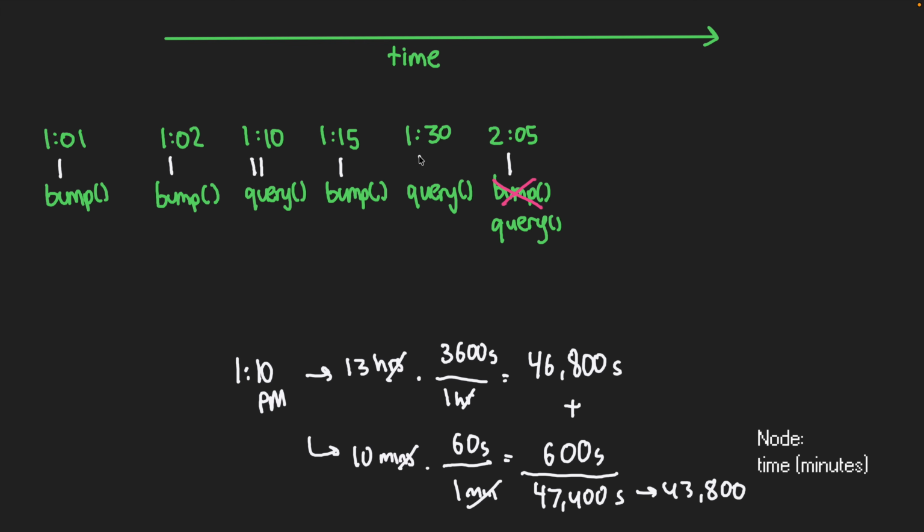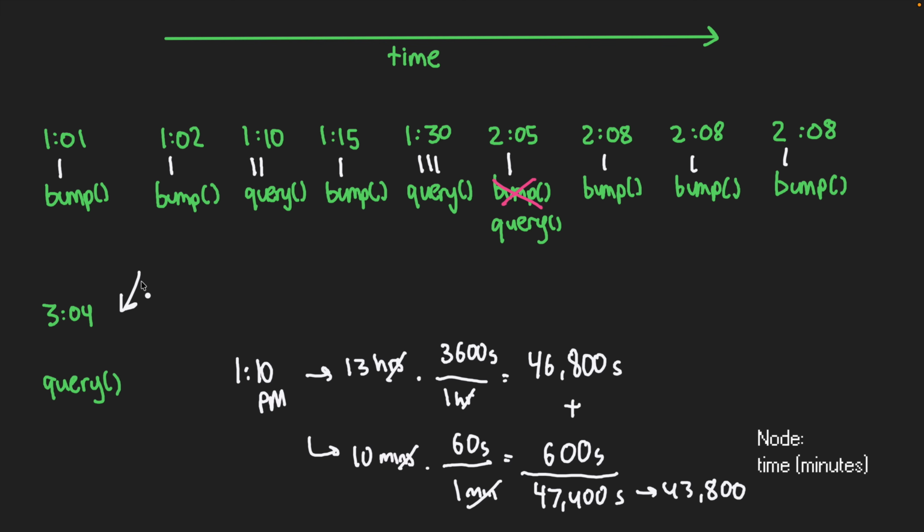Oh, and I forgot. 130's time of query is 3. Okay, moving on. We bump. That's easy. We bump. That's easy. And we bump. We have one last query, and this is where things get very, very interesting.